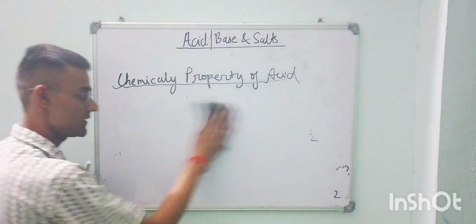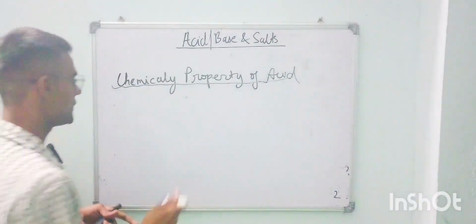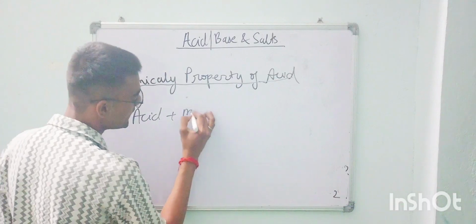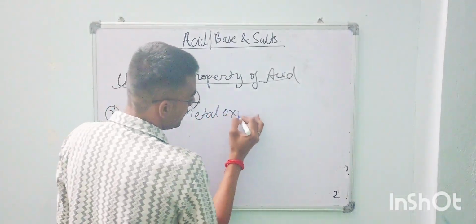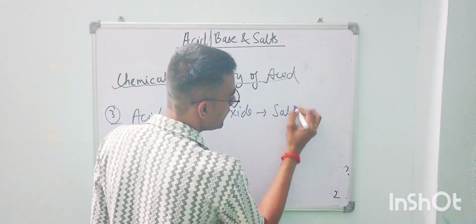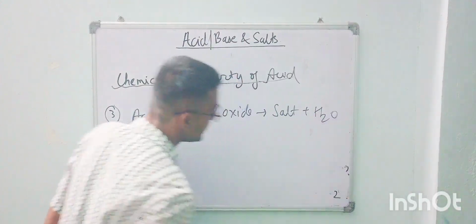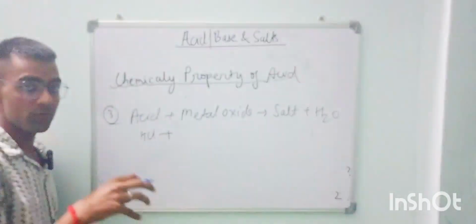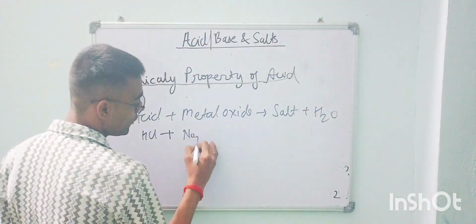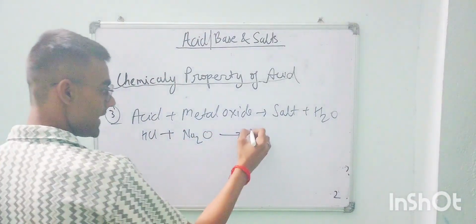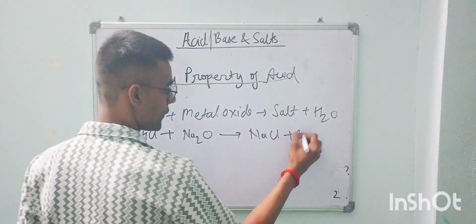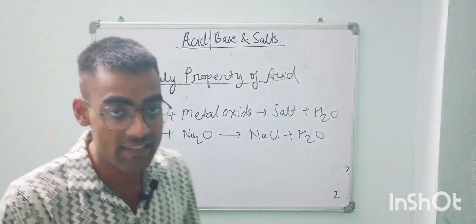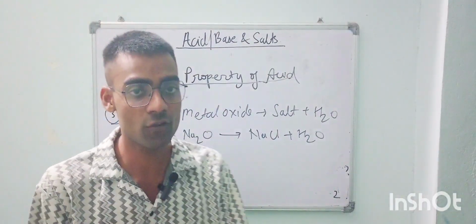Now we will discuss the third chemical property of acid. The third chemical property is that when acid reacts with a metal oxide, it gives salt plus water. For example, we can take the acid HCl, and when it reacts with the metal oxide Na2O, it gives NaCl plus water. So this is the third chemical property of acid, that when acid reacts with a metal oxide, it gives salt plus water.